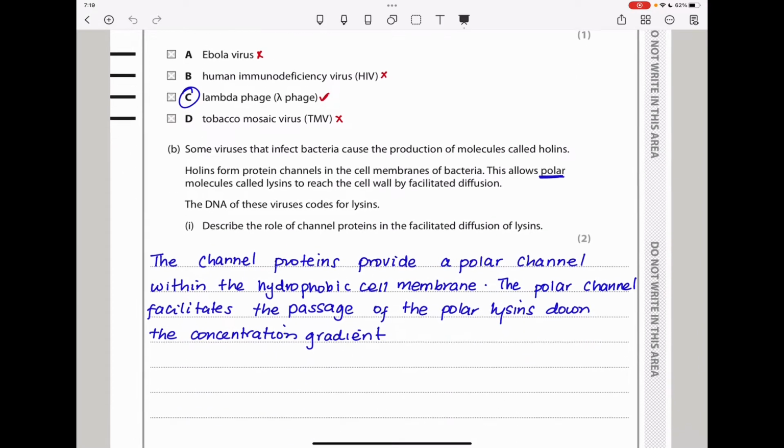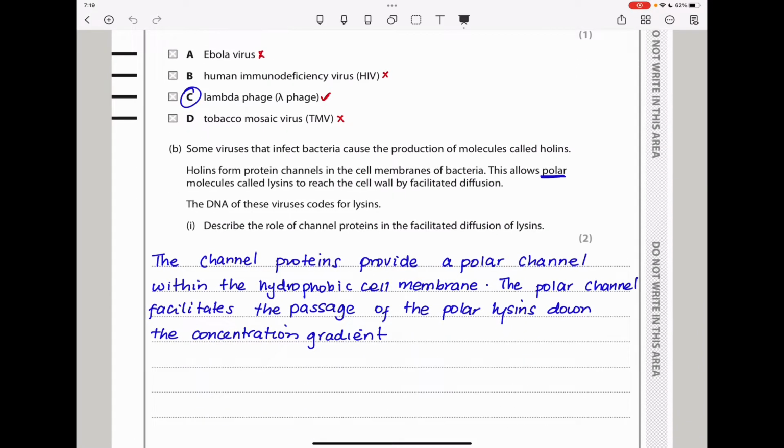The next part says, some viruses that infect bacteria cause the production of molecules called holins. Holins form protein channels in the cell membrane of bacteria, and this allows polar molecules called lysins to reach the cell wall by facilitated diffusion. The DNA of these viruses codes for lysins. Describe the role of channel proteins in the facilitated diffusion.